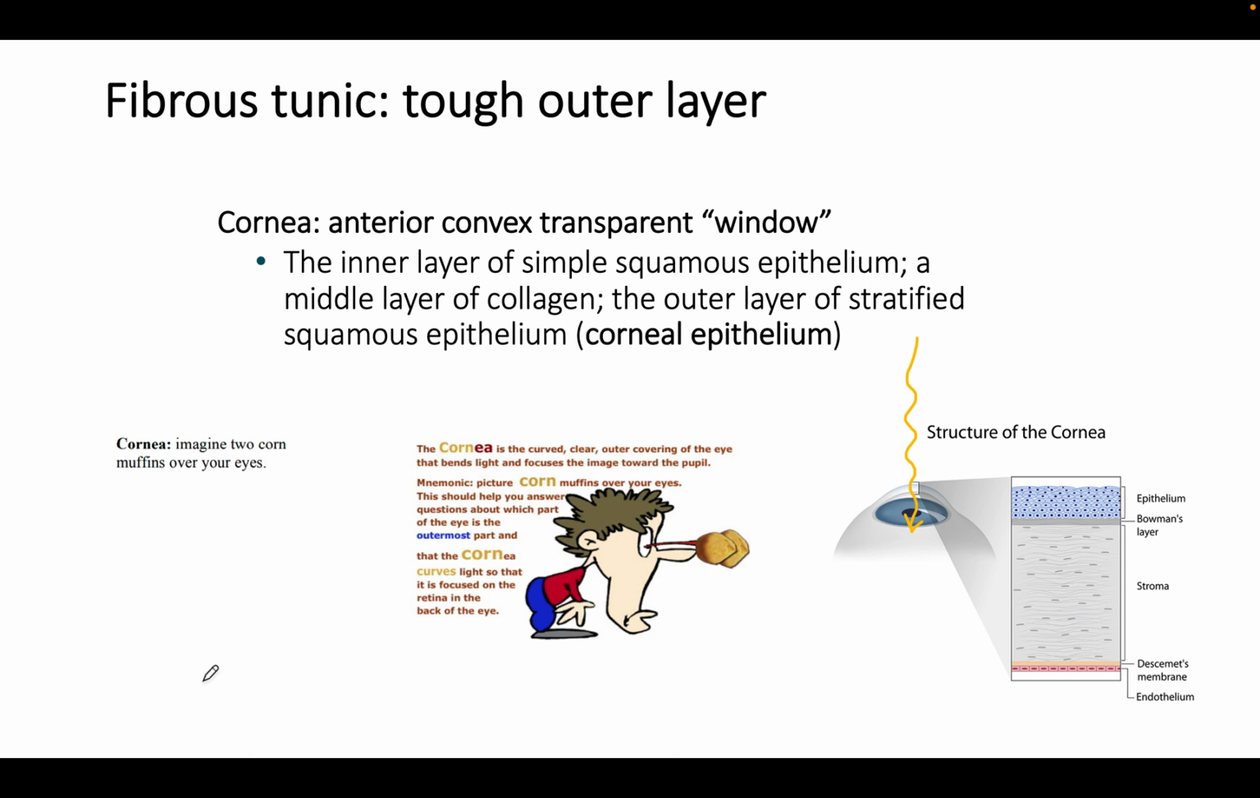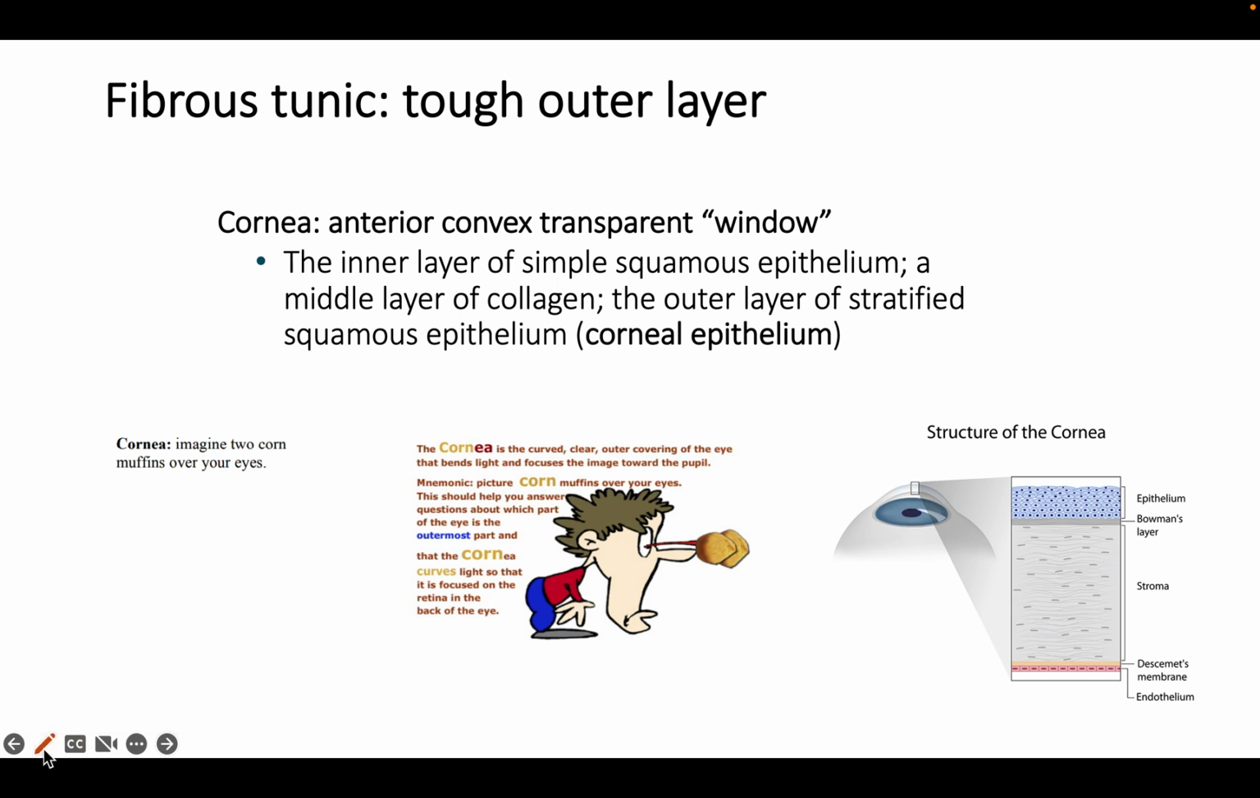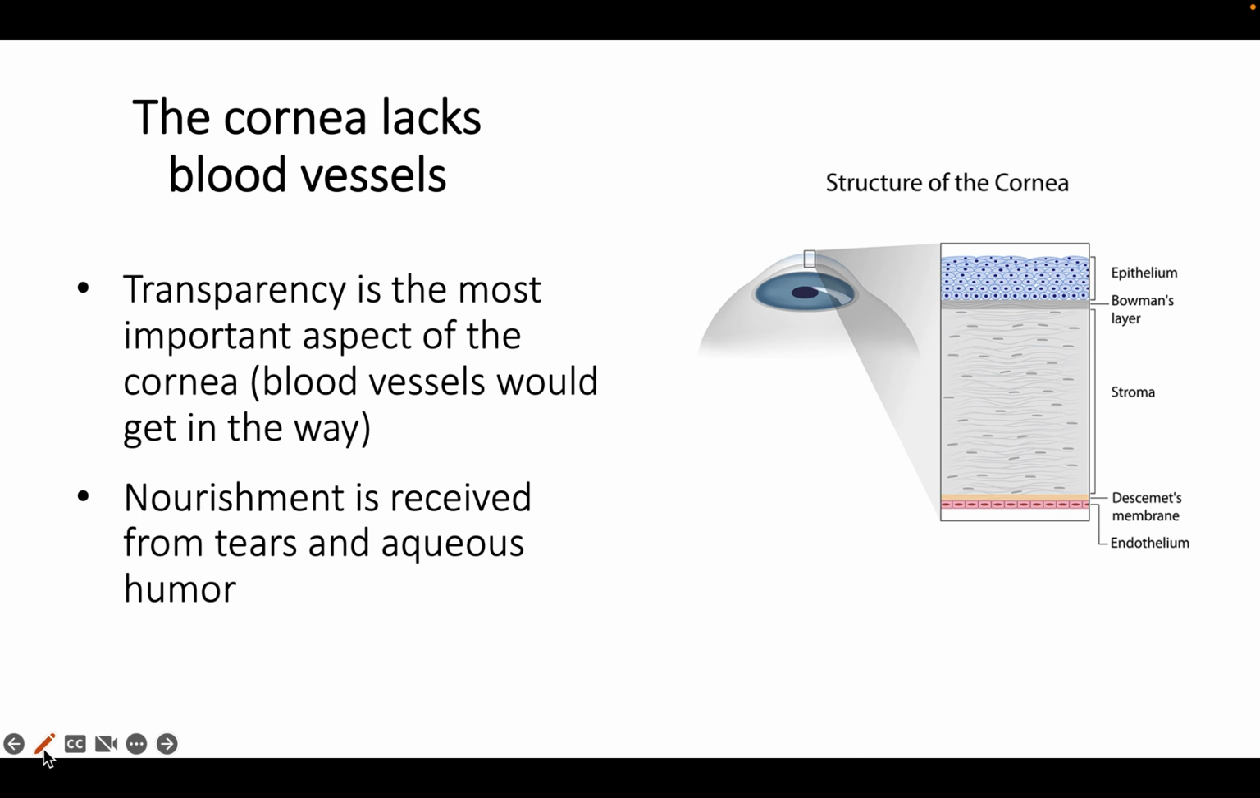So the lack of blood vessels is actually a good thing because it prevents light from scattering, from hitting the blood and refracting all over the place, which would make the image we're seeing very unclear and very fuzzy. So this is what we're talking about here. We get our nutrients from the tears and the aqueous humor. We'll talk about what this is, and we lack those blood vessels here.